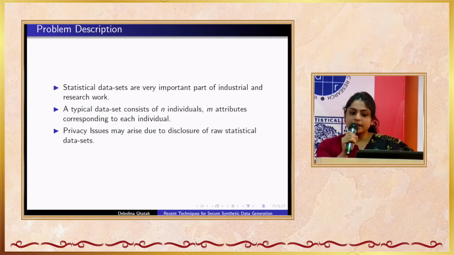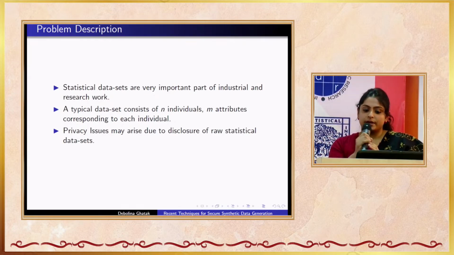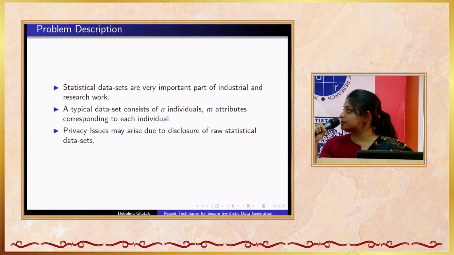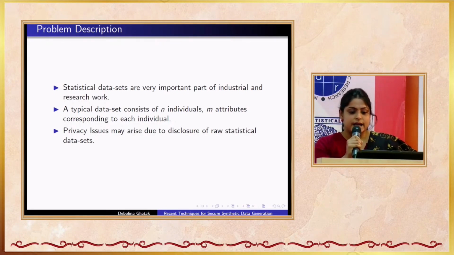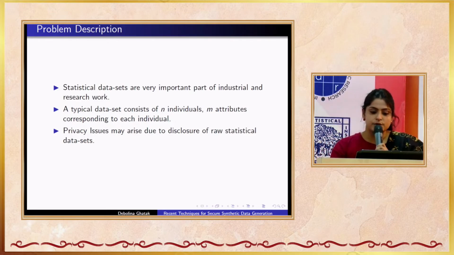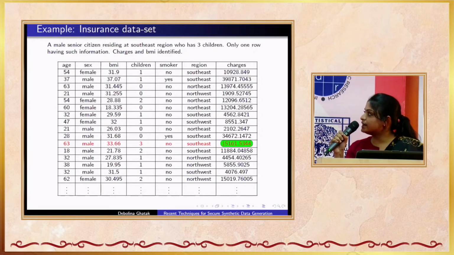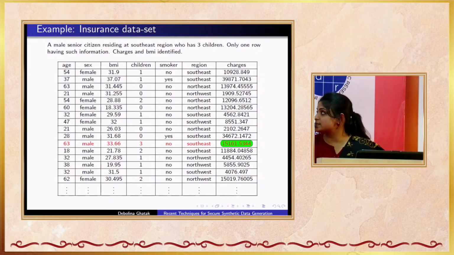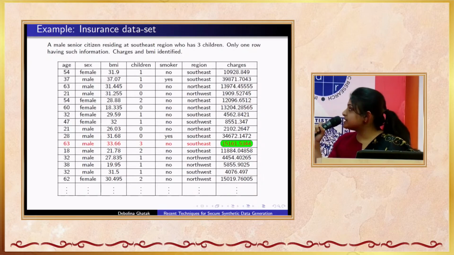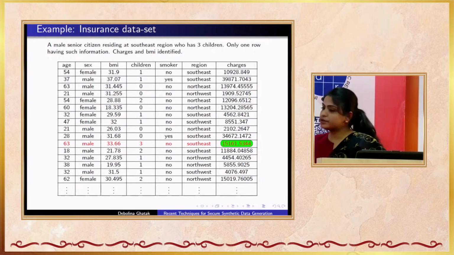So I'm mainly concentrating on statistical data sets. What is a statistical data set? We are mainly talking about microdata, where there are some n individuals and some m attributes corresponding to each individual. Due to release of statistical data sets, some privacy issues may arise. To understand that, I have given an example. This data set was taken from Kaggle. They have released this insecure data set, which is an original data set available in Kaggle.